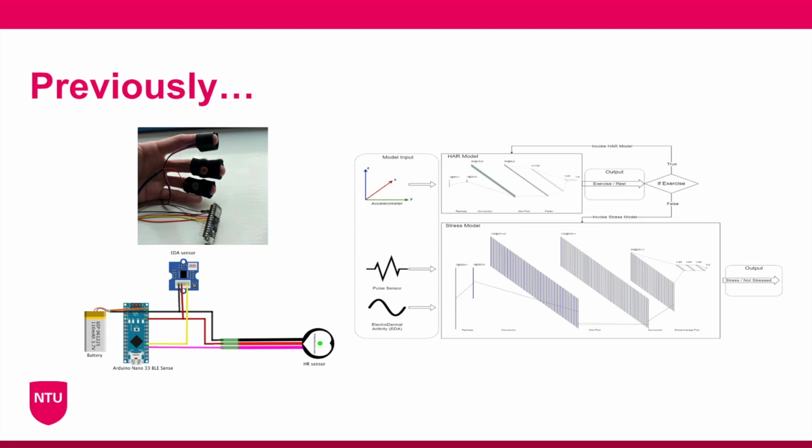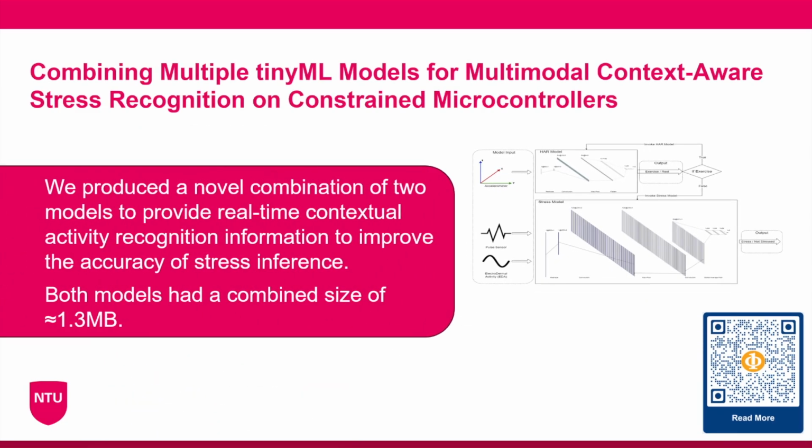This is my third time at the EMEA, and last year I presented a poster. I'm just going to remind you of that work. We used two deep learning models to contextualize data: one model contextualizes information for the main model, using human activity recognition and stress. What we found was that combined we had a model size of 1.3 megabytes, but the activity recognition model had to be very small. So there was a big trade-off between having multiple models housed on one microcontroller.